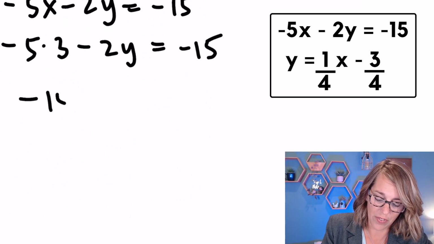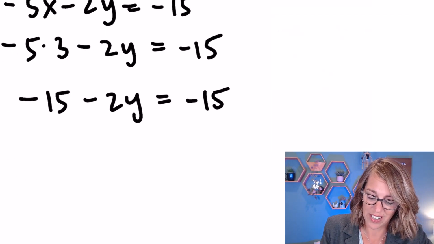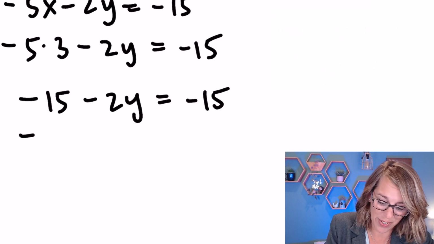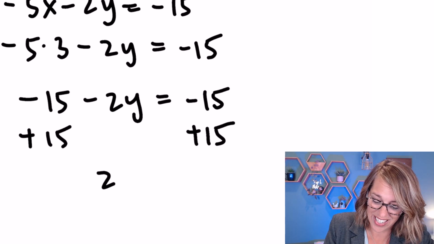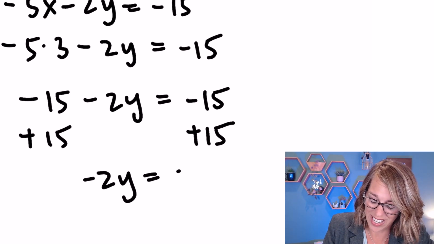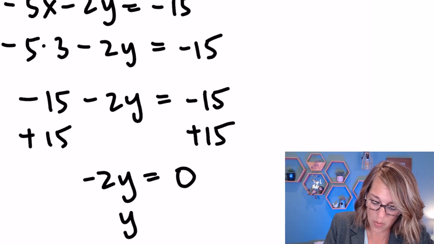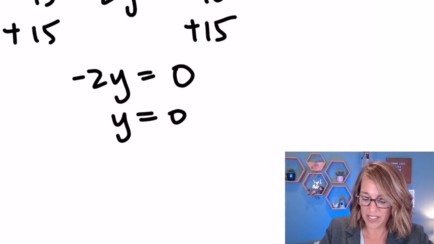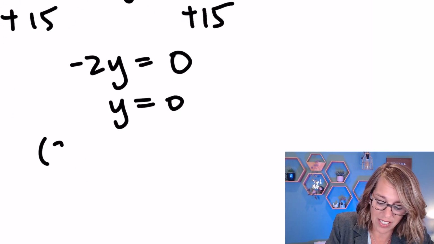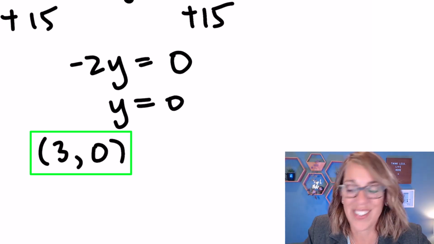So I get -15 minus 2y is equal to -15. I'm going to add 15 to both sides. You see what we're going to end up with here, plus 15. I get negative 2y is equal to 0. Divide both sides by negative 2, and y is equal to 0. Now we had 3 for x, so that gives me a single solution, and that solution is 3, 0.